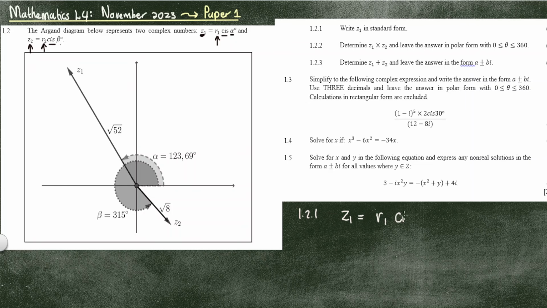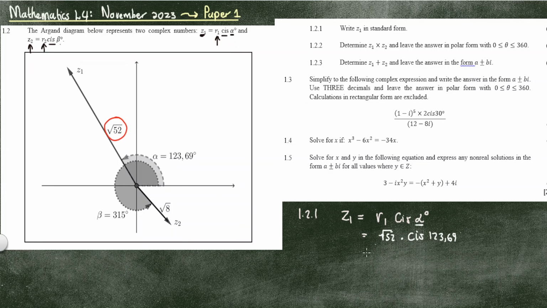So Z1 is equal to R1, the modulus, times cis alpha. What is R1? R1 is the modulus of complex number 1, so it's the square root of 52, multiplied by cis of the angle alpha, which is 123.69 degrees.